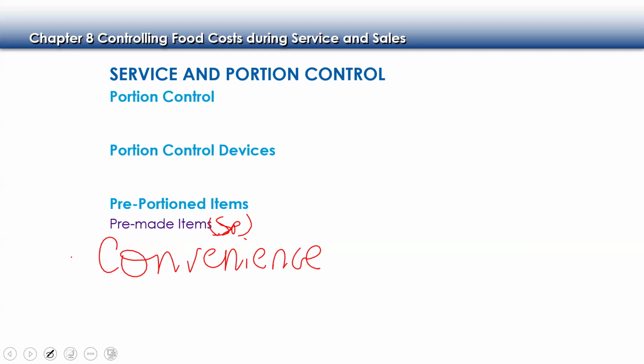So convenience items are things that help us. If I want to purchase a 4 ounce chicken breast, and I want to make sure that all my chicken breasts are 4 ounces, I might order a pre-portioned 4 ounce chicken breast. It's usually going to cost a little bit, but it's going to save me money because it's going to keep things very consistent.